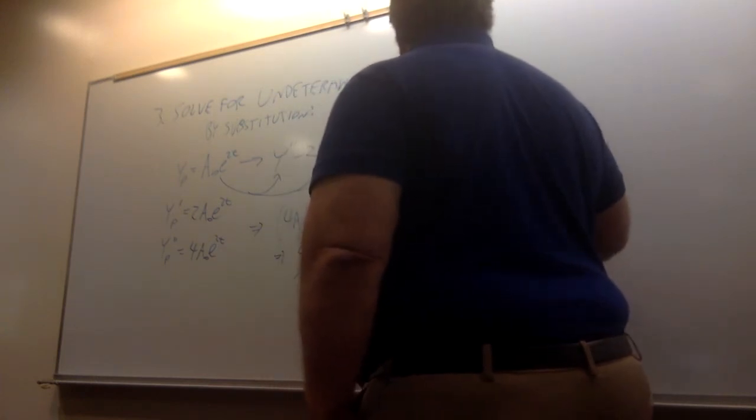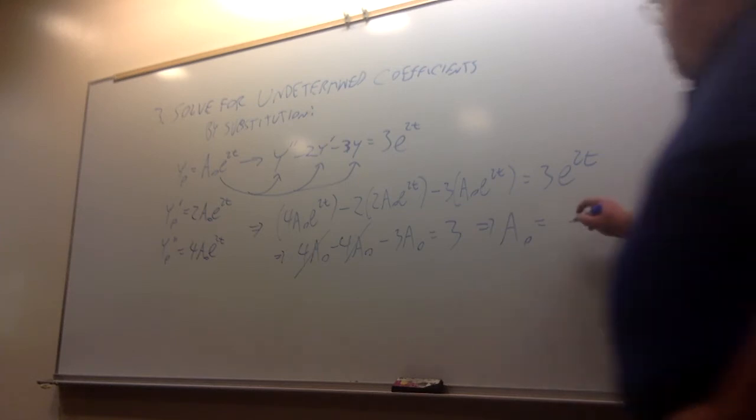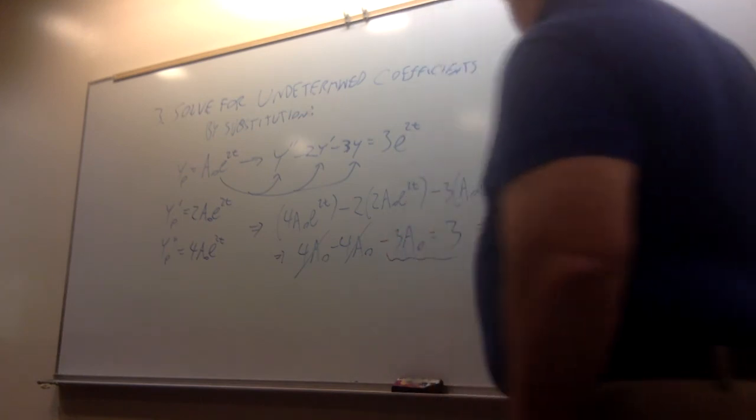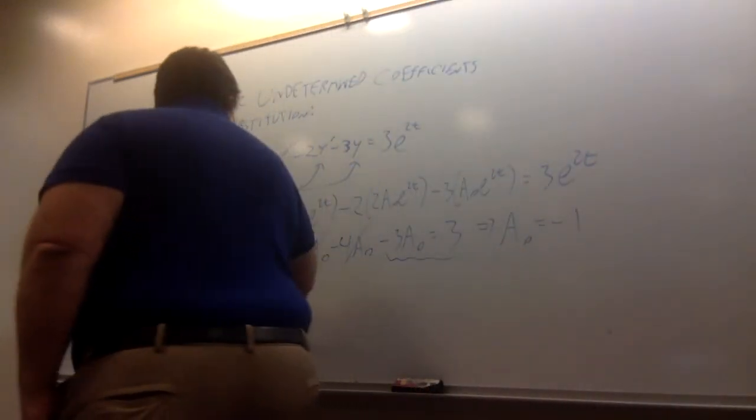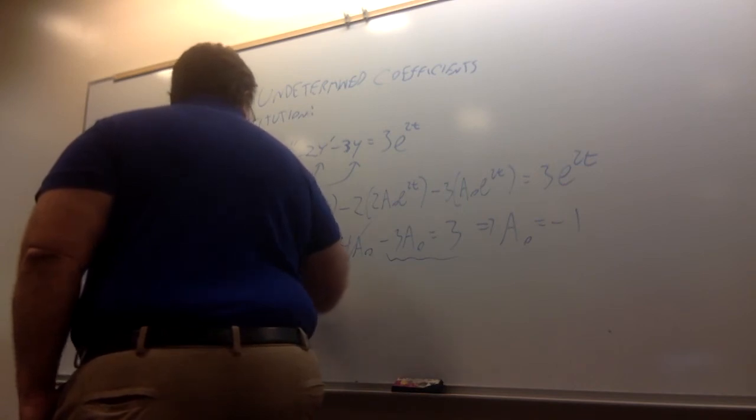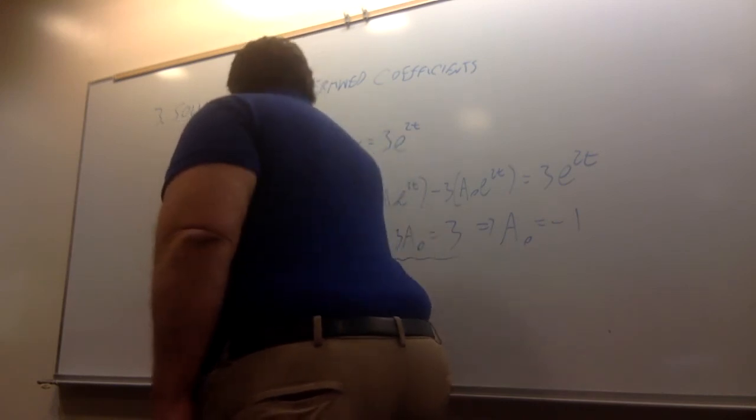So what is capital A0? Yeah, because we have this. So you divide both sides by minus 3 and you get a0 equal to minus 1. So now we have a particular solution specified in full. So it's going to be minus e to the 2t.